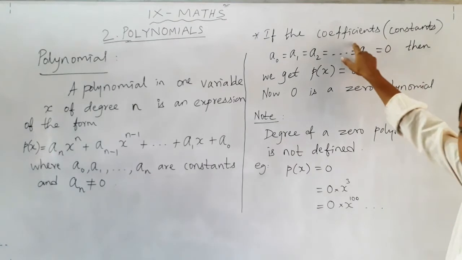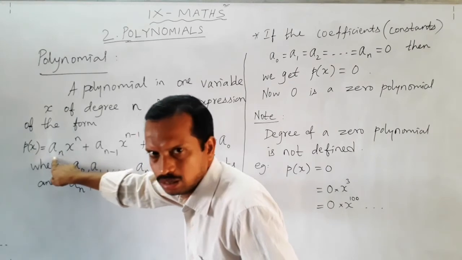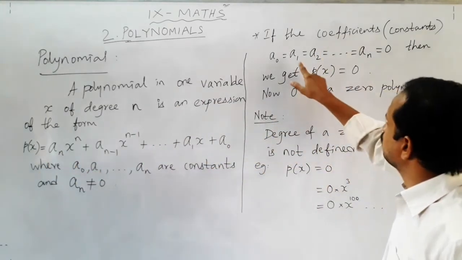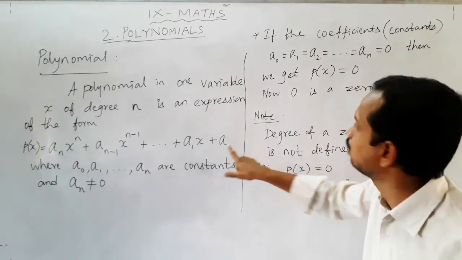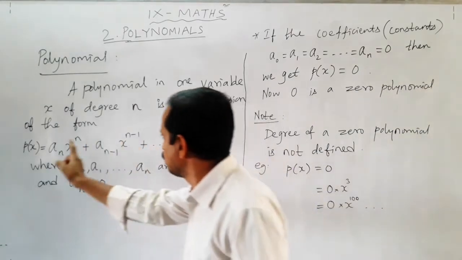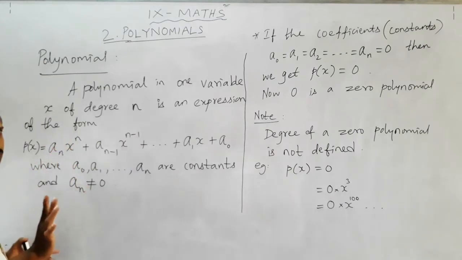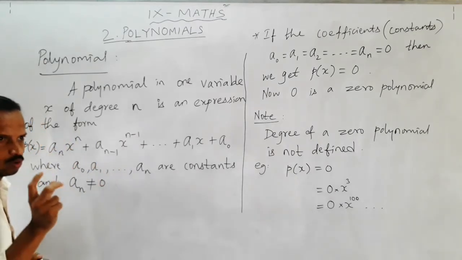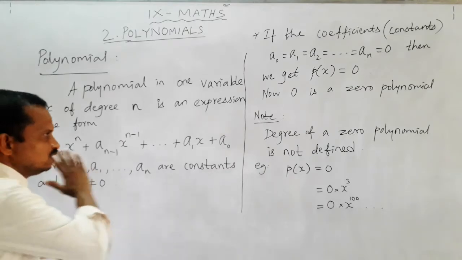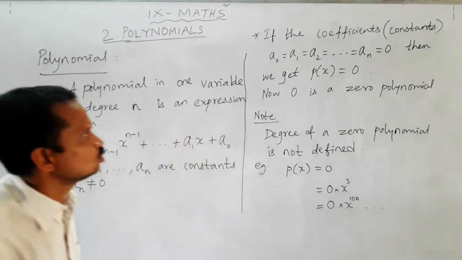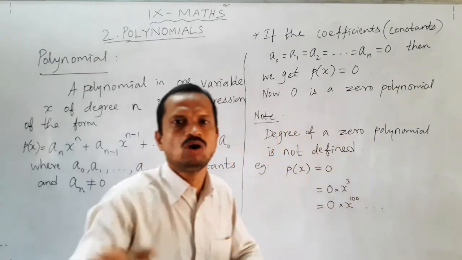The coefficients means what? The numerical constants. For example, here the constant that is an. You can say coefficients also. If every coefficient or every constant is 0, including a0, everything is 0, then the whole polynomial becomes 0 only. An 0 means x power n term will not be there. An minus 1 is a coefficient or a constant. If it is 0, then x power n minus 1 will not come. So if every constant becomes 0, then you get only 0. So we get p of x equal to 0. Now 0 is called a 0 polynomial.